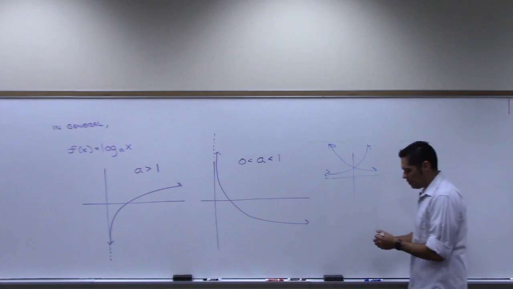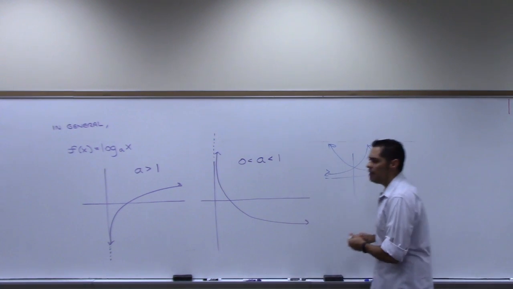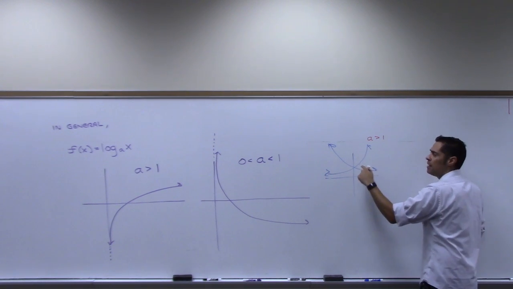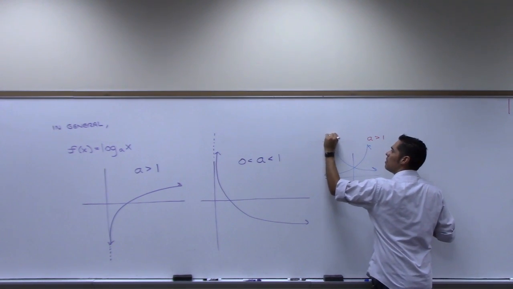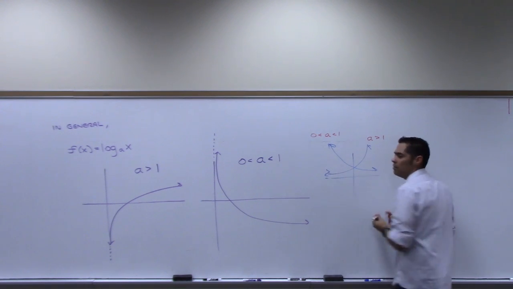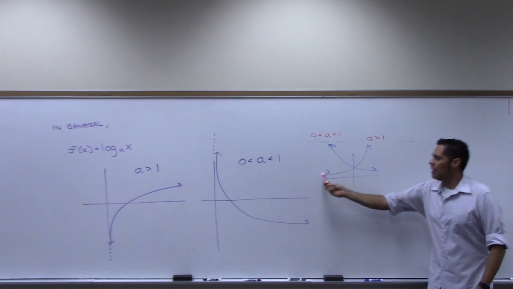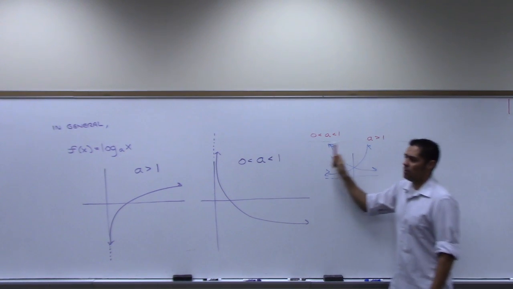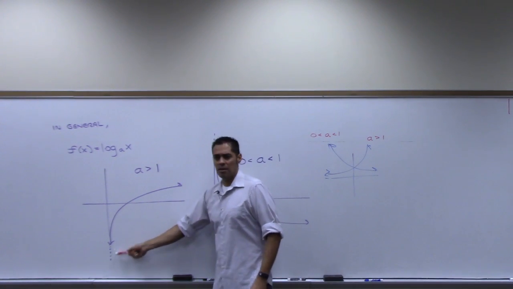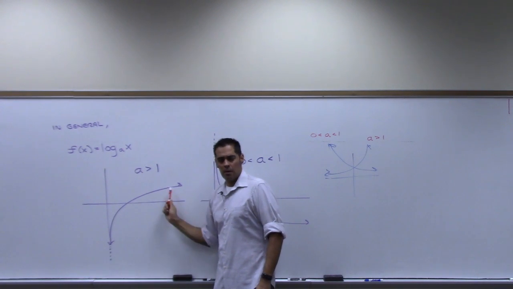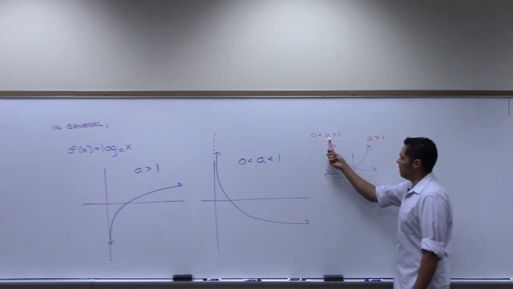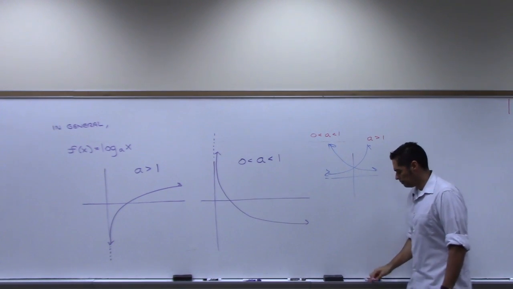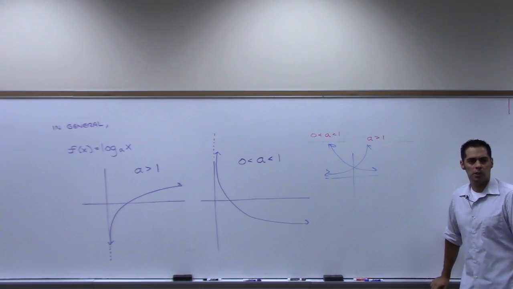You might remember this from the exponential functions. We have exponential growth if a was bigger than 1. We had exponential decay if a was less than 1 but greater than 0. So you can go back and look in your notes. Exponential growth was when a is bigger than 1. If a is bigger than 1, then the log function, its inverse looks like this. And if we have exponential decay, the inverse function looks like this. All right?